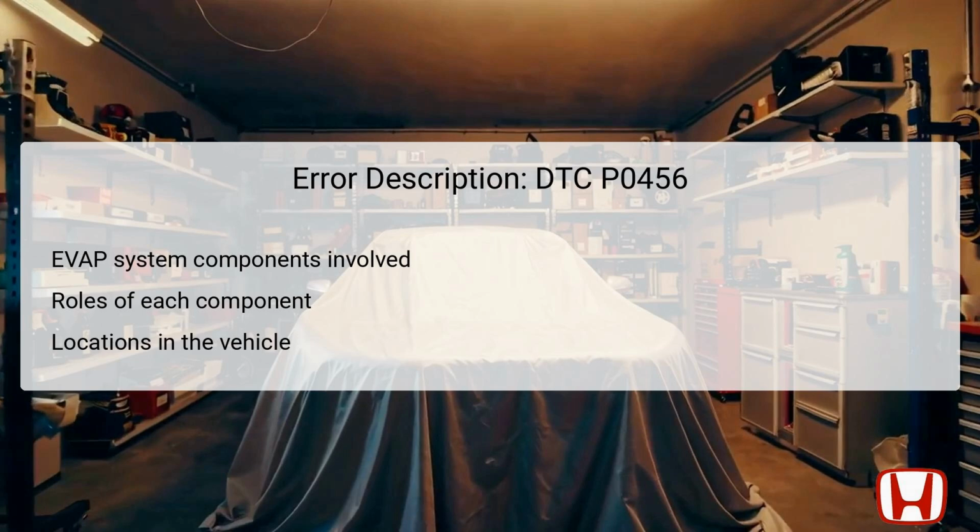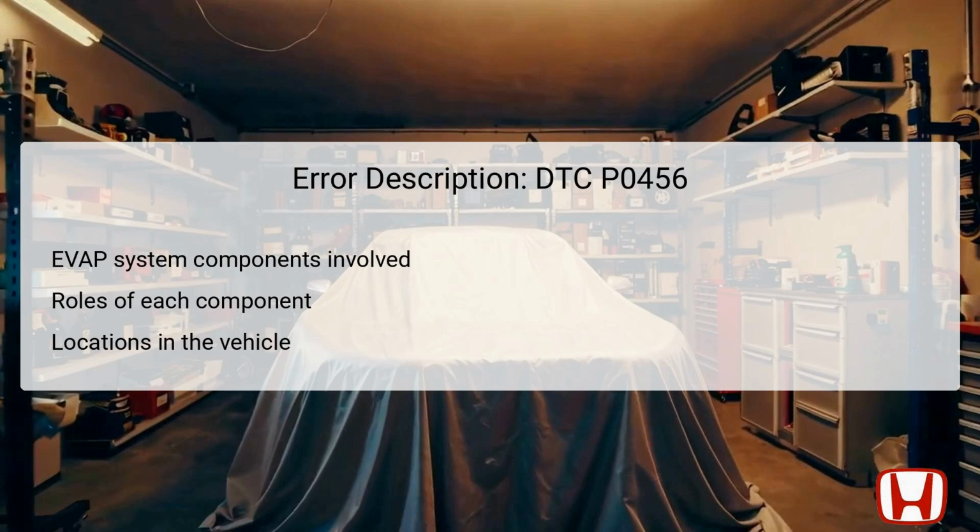The DTC P0456 involves several key components of the EVAP system, including the EVAP canister, which is typically located near the rear of the vehicle near the fuel tank, the EVAP canister purge valve, often found on or near the engine, and the FTP sensor, located at the top of the fuel tank. The EVAP canister plays a vital role in capturing fuel vapors from the fuel tank and directing them back into the engine to be burned off, thus preventing emissions into the atmosphere.